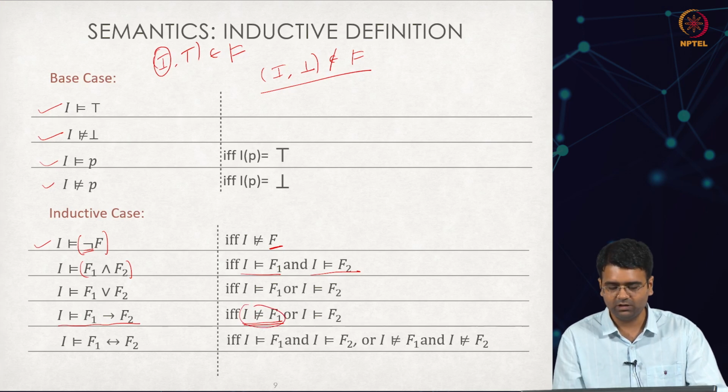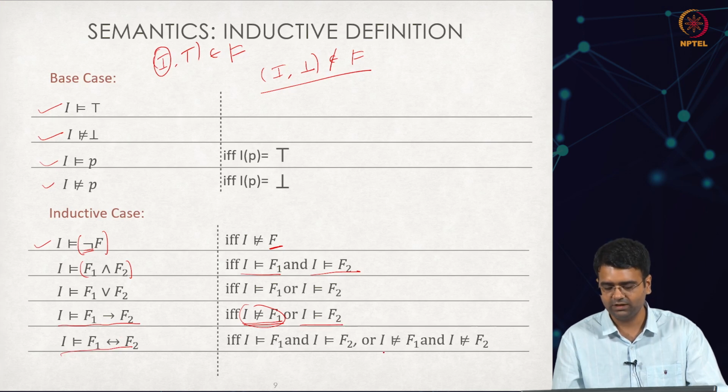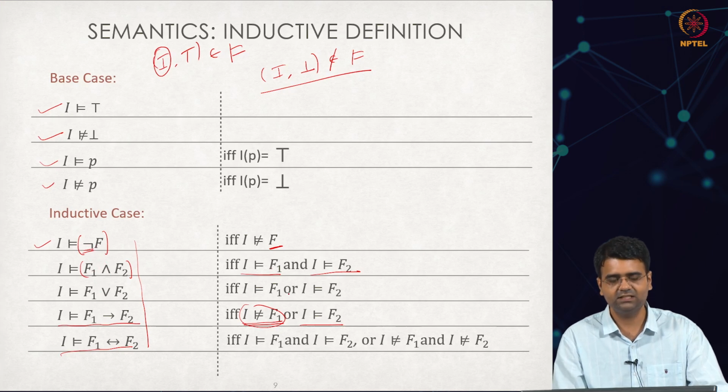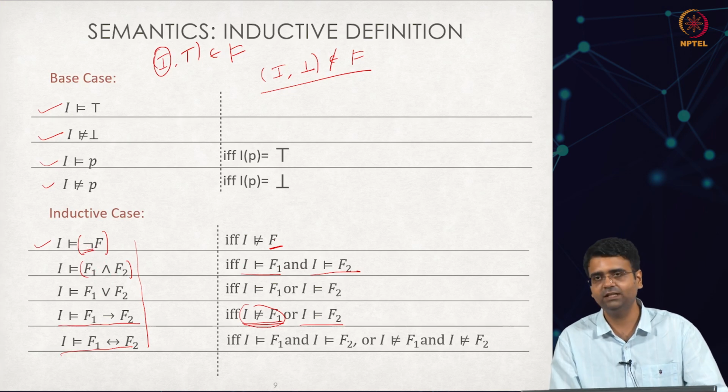But if I is a model of F1, then it should also be a model of F2. And by implication, if I is a model of F1, then I should also be a model of F2, or if I is not a model of F1, then I should also not be a model of F2. So notice that what we have done is we have defined evaluation of these compound formulas using the evaluation over the sub formulas. Every time we take a sub formula and evaluate it under the interpretation I. So this is an inductive definition of the semantics of propositional logic.